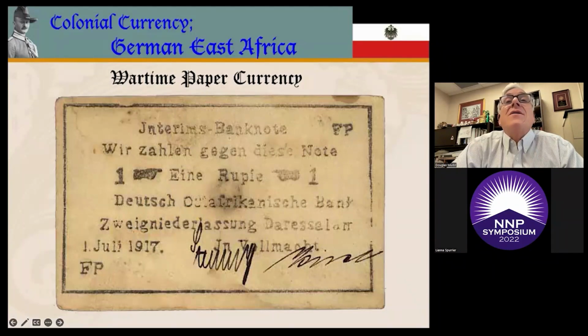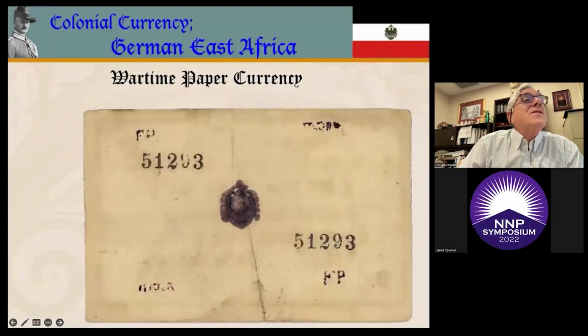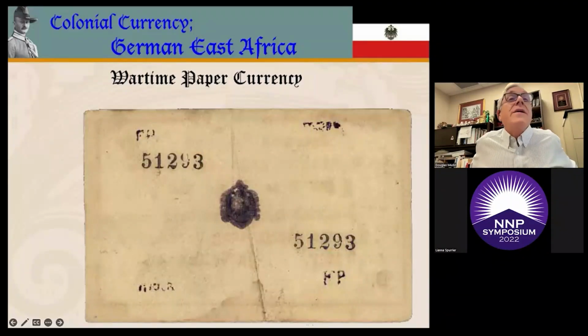So basically, they're saying that these notes were a legal obligation on the bank and would be repaid. And here's the reverse. So these are very simple, very crude notes, but they were used, and they're quite rare today because most of them ended up in out of the way places and under the conditions in the different areas of German East Africa, especially the jungle conditions, they rotted fairly easily.